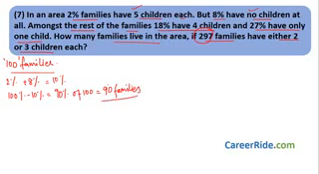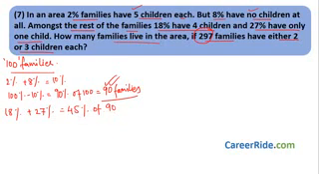Now amongst the rest of the families, that is amongst the 90 families, 18% have 4 children and 27% have only 1 child. So how much is this? This is total 45%. So 45% of 90 families have either 4 children or only 1 child, right? 4 children or 1 child, correct? So how many families remain now? 100% minus 45% is nothing but 55%.